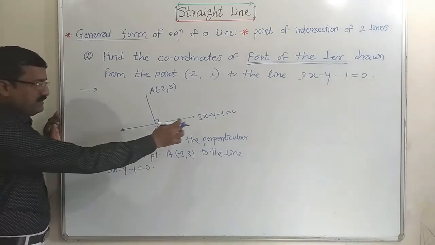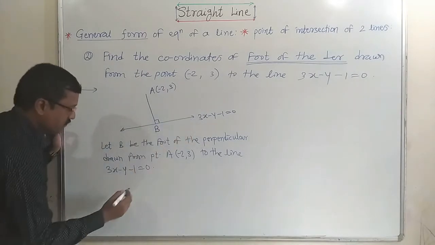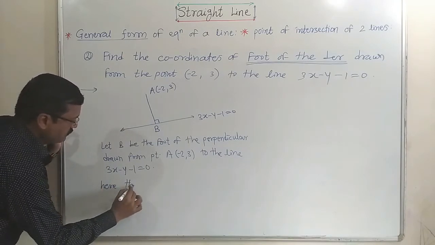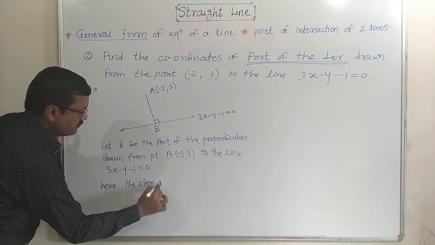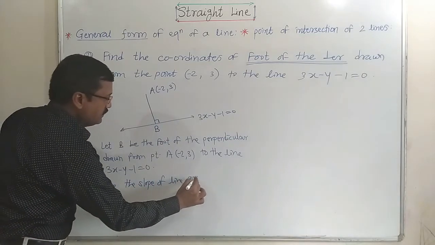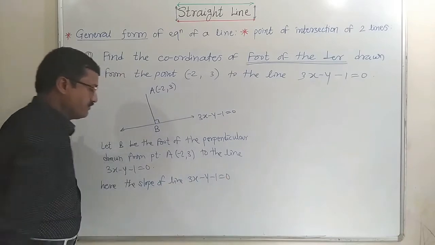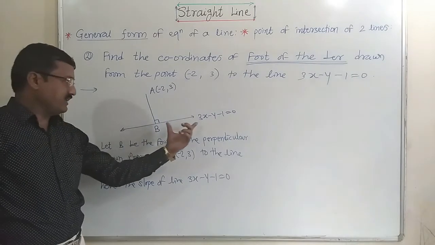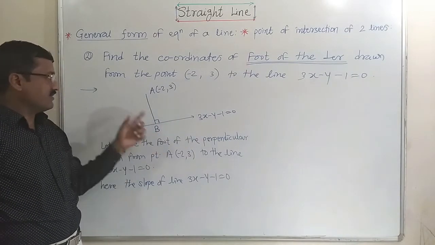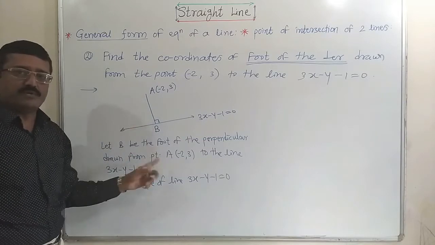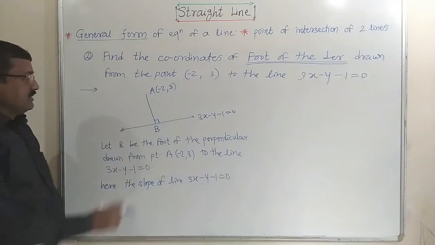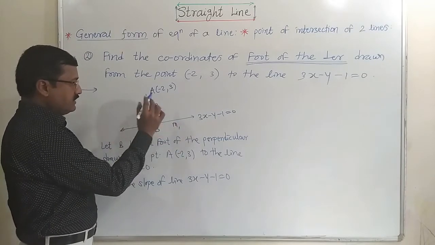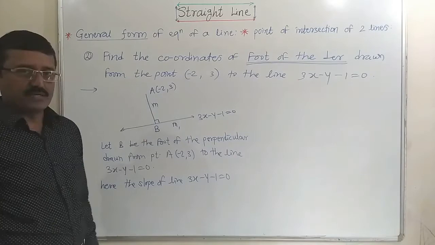From this line, can we find the slope of this line? Here, the slope of 3x minus y minus 1 equal to 0. Have you got why we are finding the slope of this line? Because if we find the slope of this line L, then from that we can find the slope of the perpendicular line AB. If we get the slope of this line, suppose M1 is the slope of this line, then from that we can write the slope of this line.